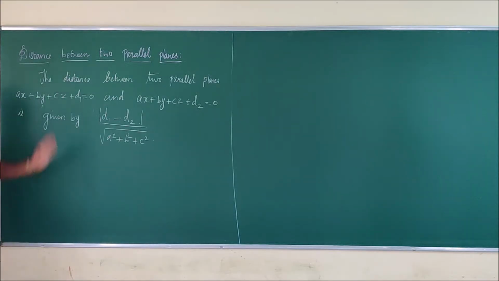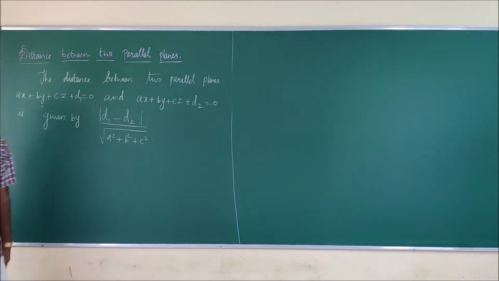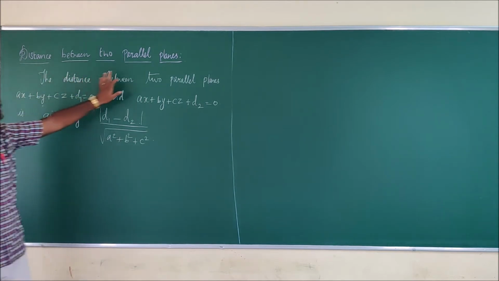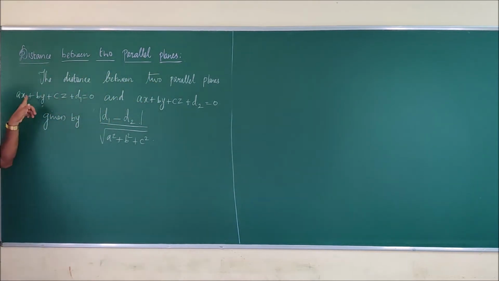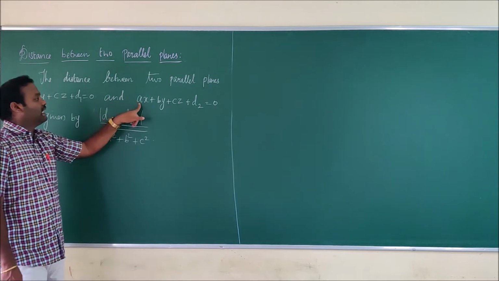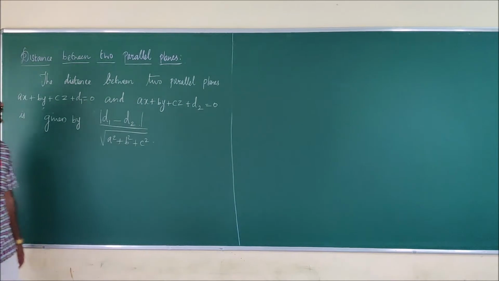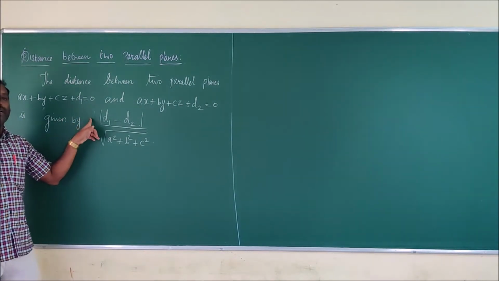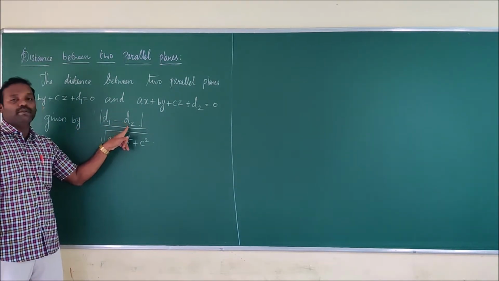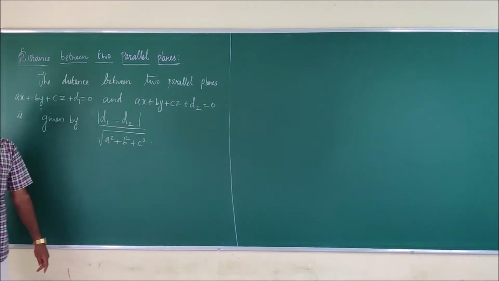So next we are going to discuss the distance between two parallel planes. The distance between two parallel planes Ax plus By plus Cz plus D1 equal to 0 and Ax plus By plus Cz plus D2 equal to 0 is given by modulus of D1 minus D2 divided by root of A square plus B square plus C square.